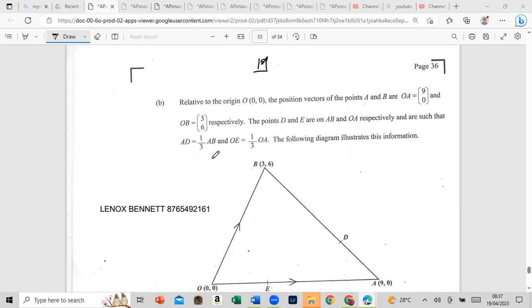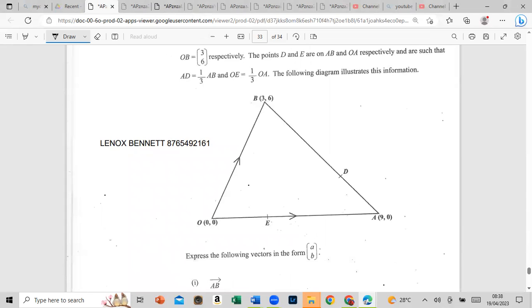They tell you that it illustrates this information, and clearly we can see this is the origin, and then we have OA, which is (9, 0), to the right, and OB, which is (3, 6). So you have 3 across and then 6 up. Remember, with position vectors, everything starts at the origin, which is (0, 0). So let's get right into this question.